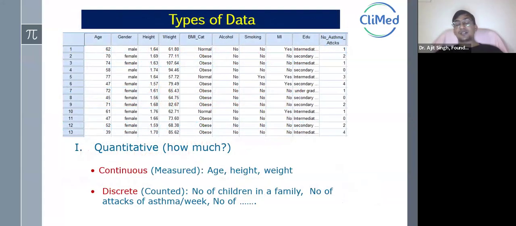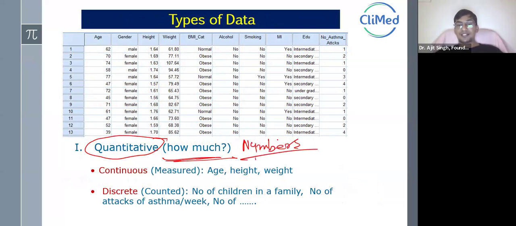Now you can see the best part of today's class is here: types of data. Guys, there are two types of data. One is quantitative, that is how much there is. It is completely numbers. You have to focus here. Quantitative data is how much is there.